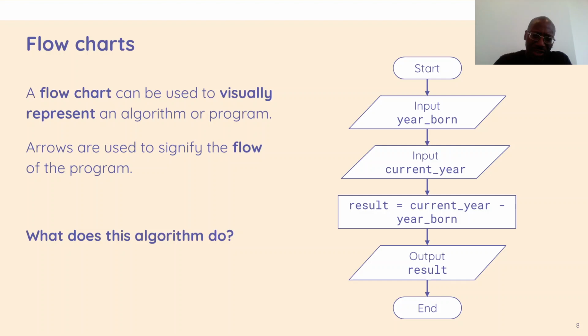Results equals current year, born. That's a different type of box. Okay, we've got to remember the shapes of these boxes as well when you're doing your flowcharts. What does this algorithm do? And we kind of know that.